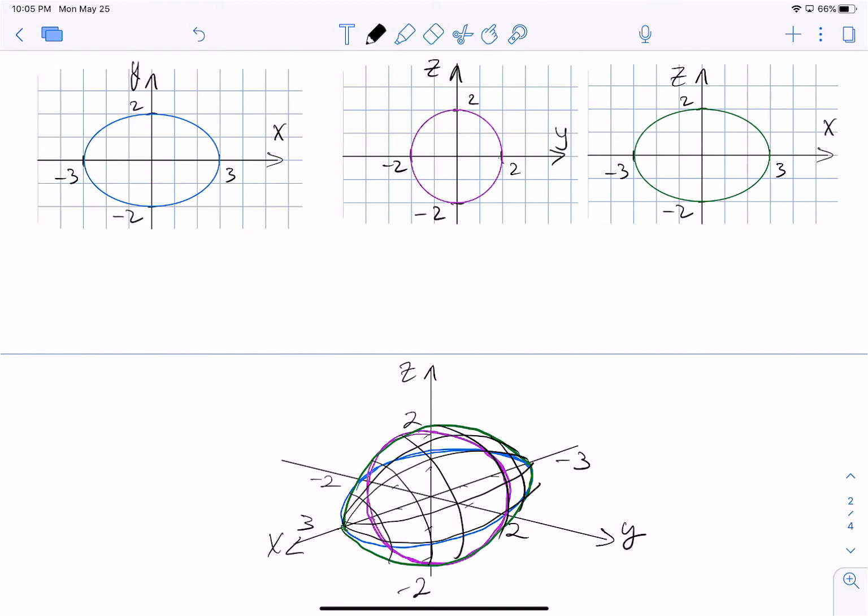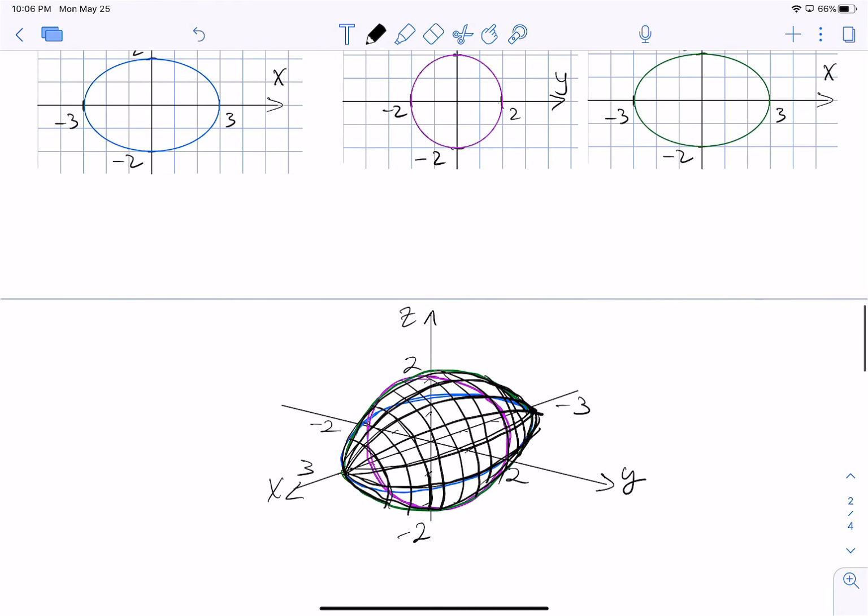And now we can kind of see what this is. I wasn't sure I really believed that, and so I drew more lines of contour. This is something called an ellipsoid.